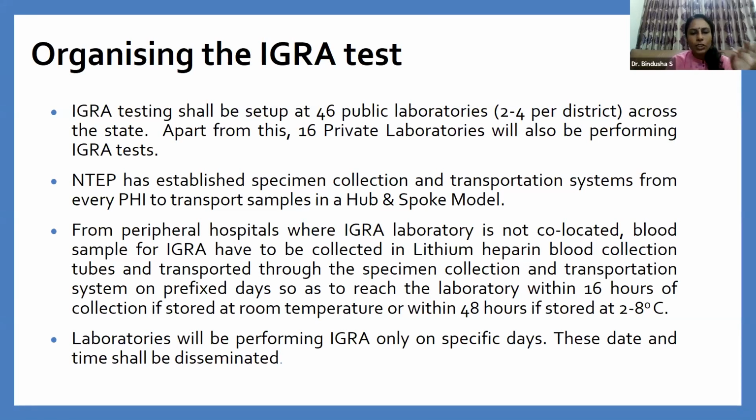From the peripheral health institution, these blood samples will be collected and transported through the specimen collection and transport system on prefixed days. The lab will be performing IGRA only on specific days, and this date and time shall be disseminated. So the program is going to implement the facility for IGRA testing in the 46 public labs, and this will be intimated. We can send the patient from the peripheral health institute itself. The blood sample will be collected and transported to the centers where we do IGRA, and will be tested and reported.